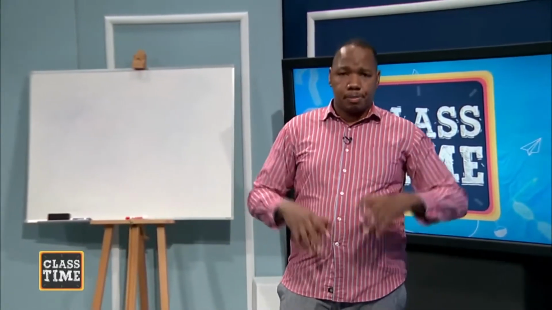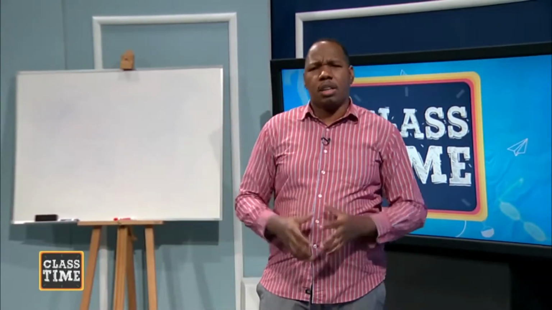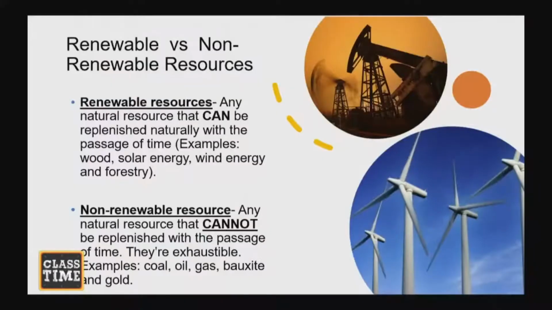Now, natural resources can be classified into two groups. These broad classifications are renewable resources and non-renewable resources. And these definitions are very, very simple. When we think about a renewable resource, we're thinking about any resource that can be replenished with the passage of time. Some examples of renewable resources are things like our forestry reserves, like wood. Solar energy is constantly replenished. Wind energy as well.